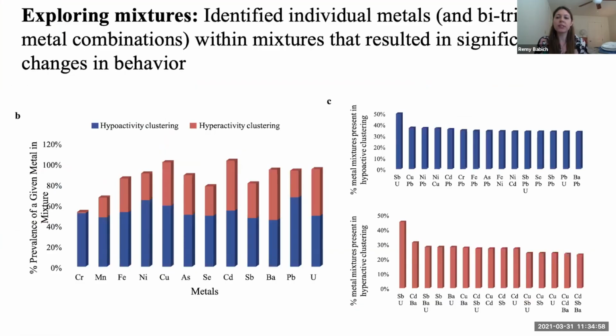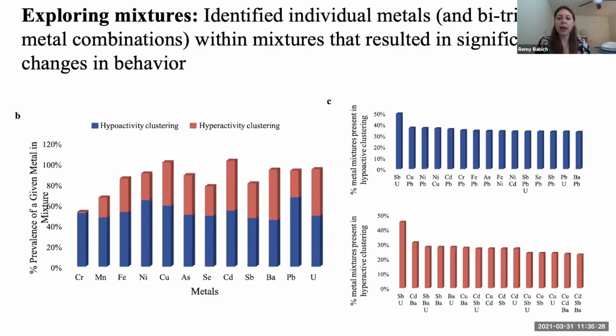So from this, I was able to explore which metals showed up most frequently in those mixtures that resulted in distinct clustering. Here, the blue represents percent frequency of a given metal in a mixture that was associated with hypoactivity, and red represents percent frequency of a metal within a mixture associated with hyperactivity. So blue is a decrease in activity and red is an increase.